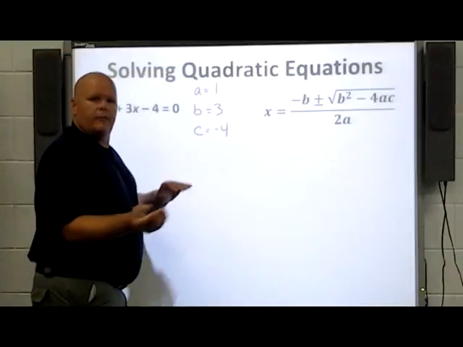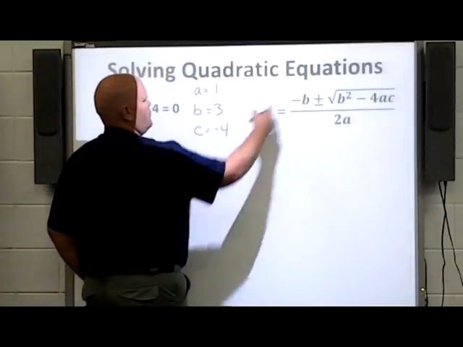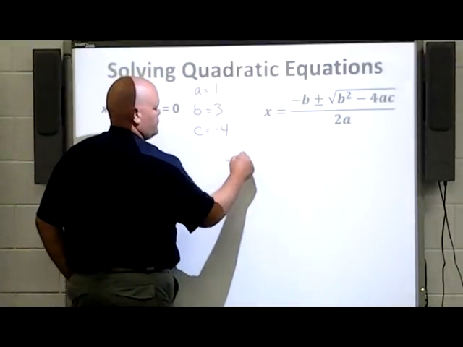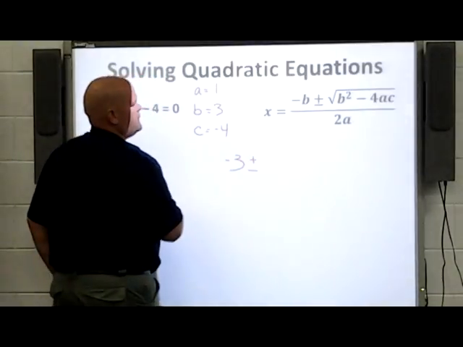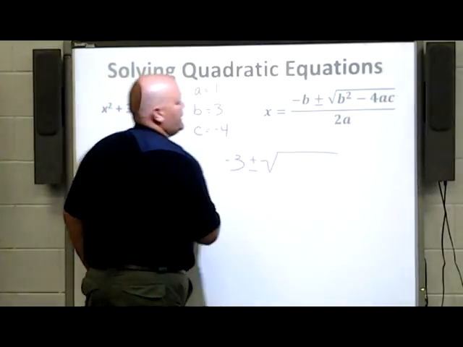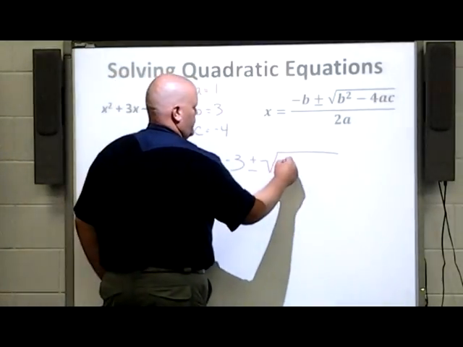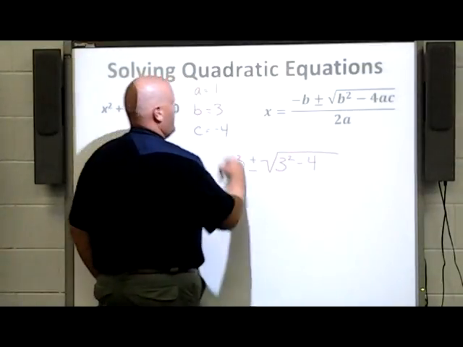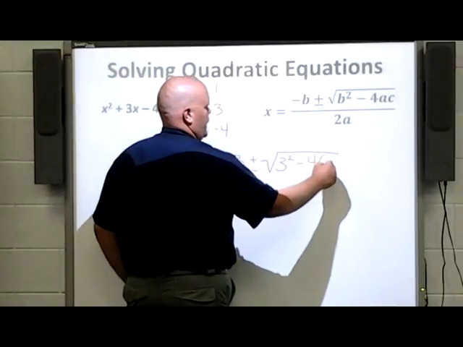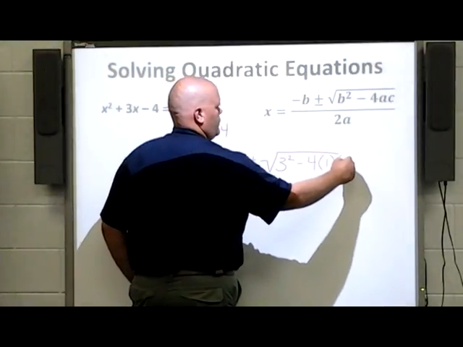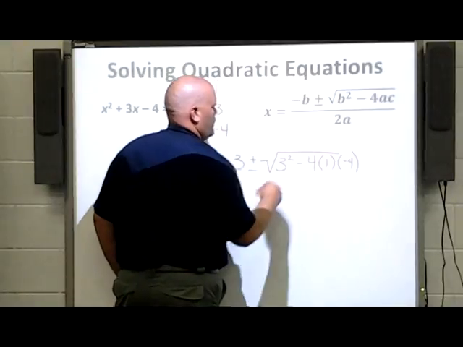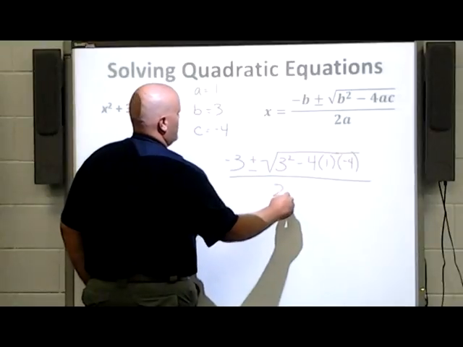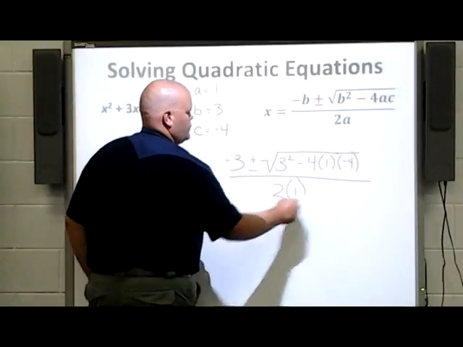Now I'm going to plug in my numbers in place of the variables. So B is going to be negative 3. I'm going to slide over here a little bit so we have some extra room. Negative 3 plus or minus the radical sign. B squared, which is 3 squared, minus 4, and I'm going to put A and C in parentheses. A is 1 times C, which is negative 4, all within that radical sign, over 2 times A, which is 1.